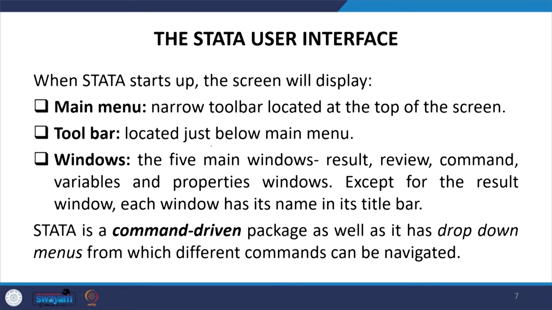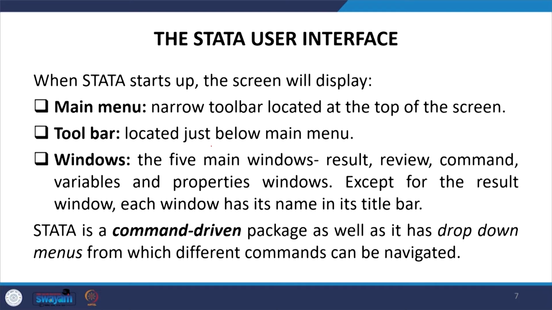Starting with the main menu, there are 3 important aspects we deal with in STATA. One is called the main menu, then the toolbar, then windows. Main menu, what is that? Basically, this is the narrow toolbar located at the top of the screen. So, all those toolbars which are located on the top of the screen are called the main menu.